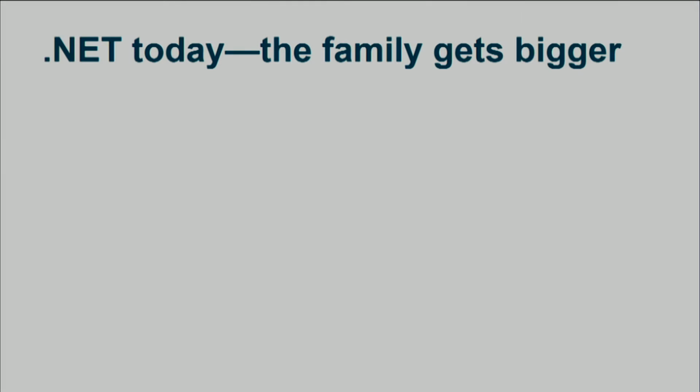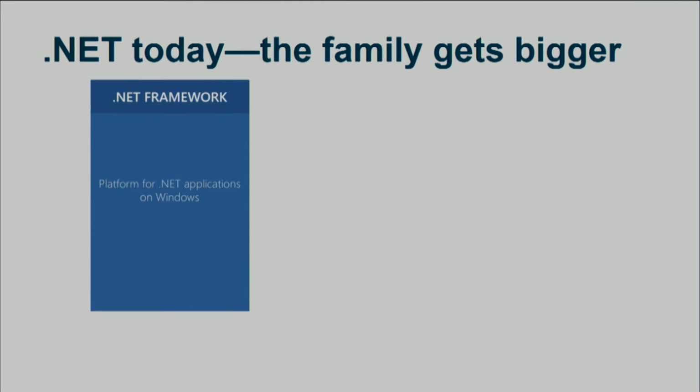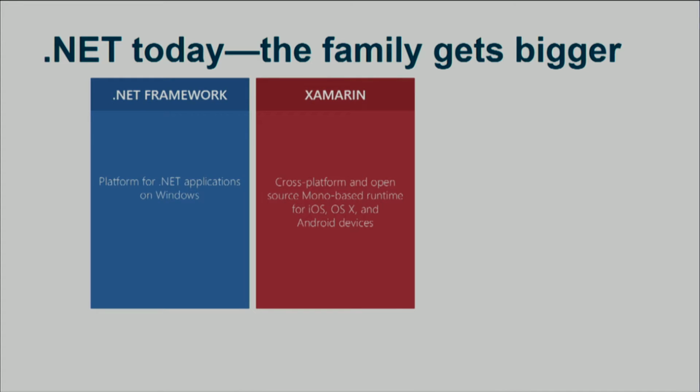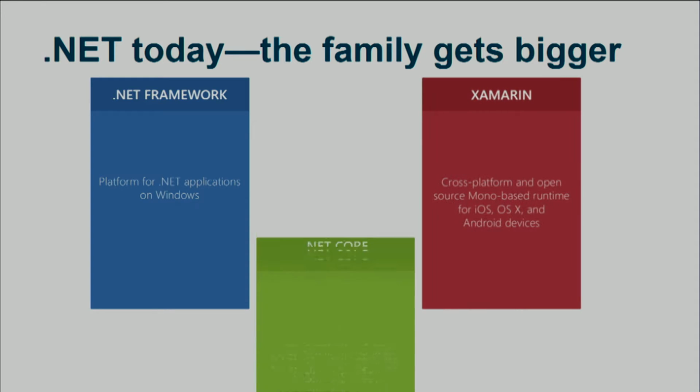So the family gets bigger with .NET Framework today, right? We have the .NET Framework. You're going to use that for building your applications that run on Windows. This is what you've seen for the last 15 years. You're probably familiar with, and it works great. We've got lots of innovation that's been running on that. We brought Xamarin into the mix now. You can do your cross-platform, open-source, mono-based runtime for iOS, OS X, Mac OS, Android devices, compile, and it runs everywhere. And now .NET Core comes into the middle.